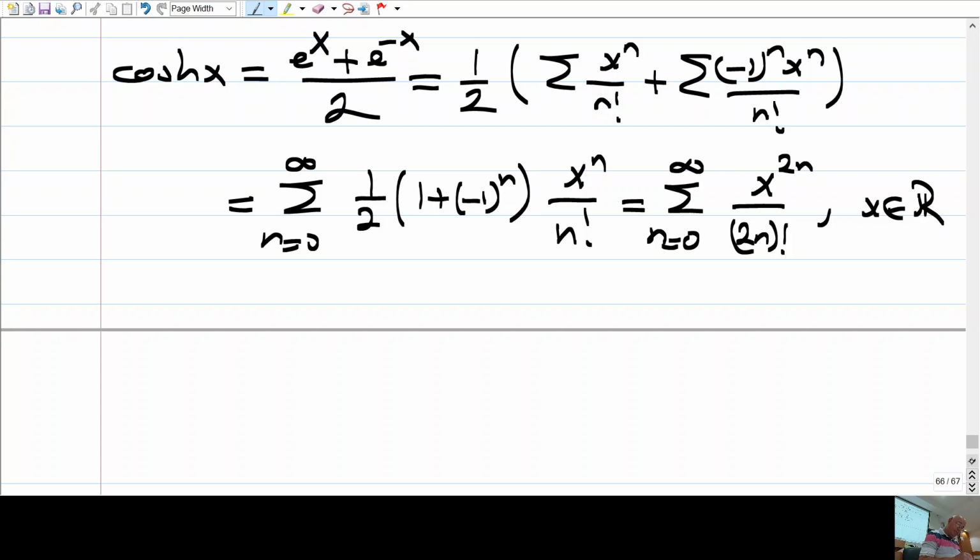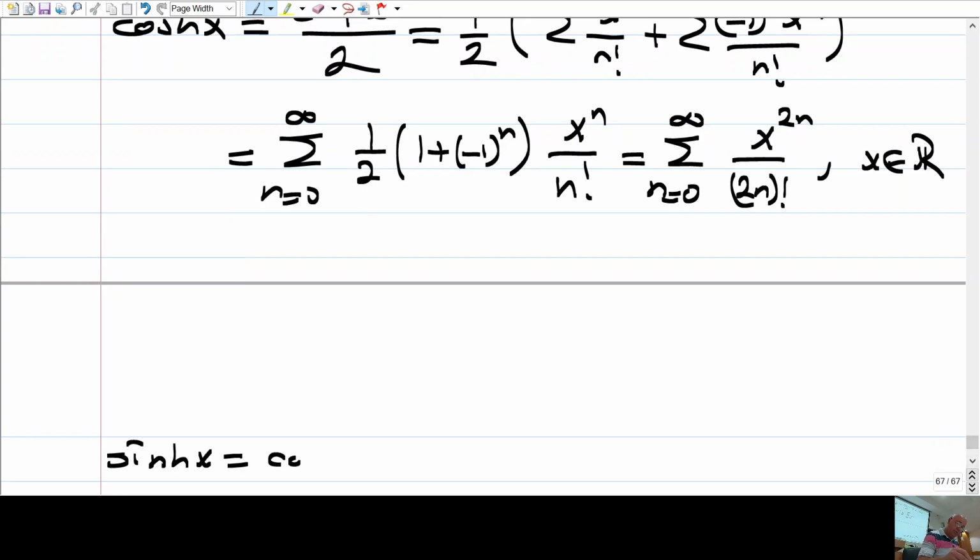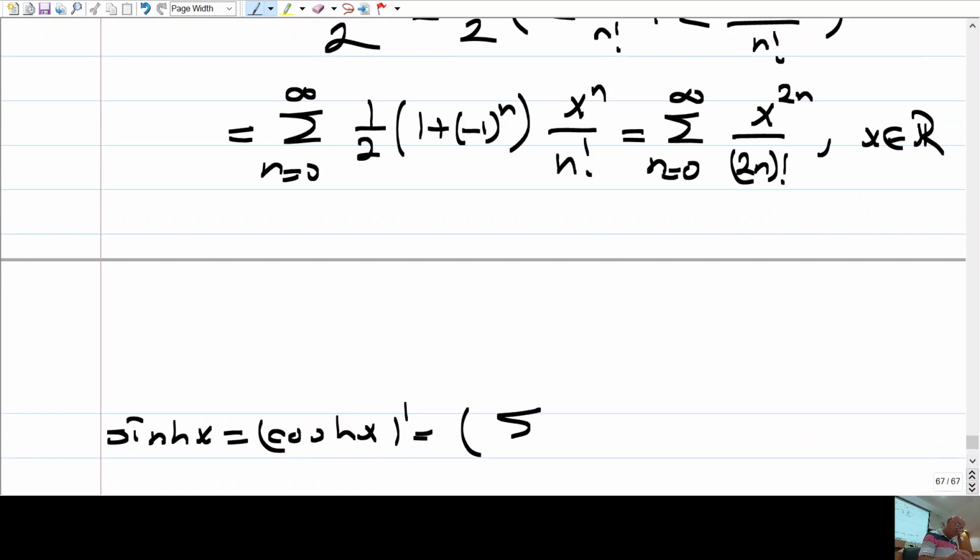What about sine hyperbolic x? Okay, sine hyperbolic x. Well, this is just the derivative of cosine hyperbolic x. So if cosine hyperbolic is equal to this one, sine hyperbolic x is the derivative of this. And what is the derivative of this?